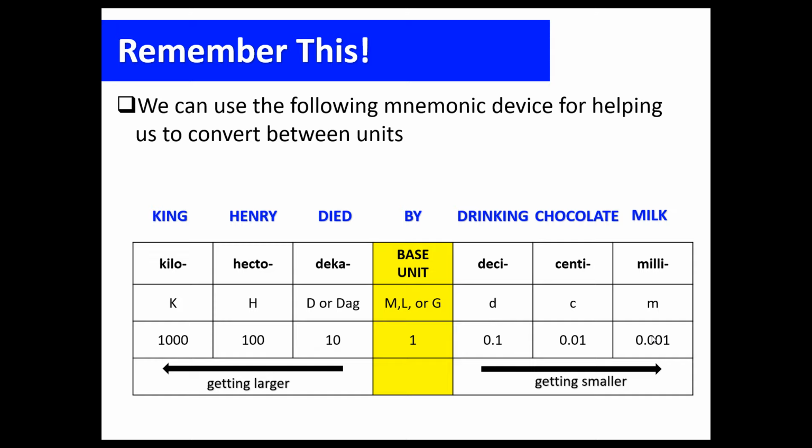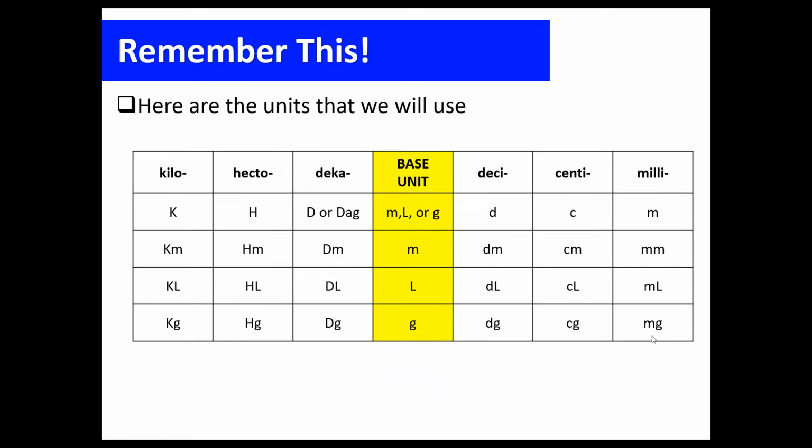So the K in king represents kilo. The H in Henry represents hecto. The D in died represents deca. The B in by is going to be your base units. The D in drinking is going to represent deci. The C in chocolate is going to represent centi. And the M in milk is going to represent milli.